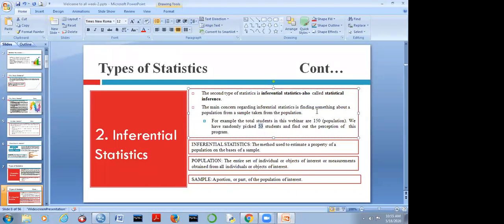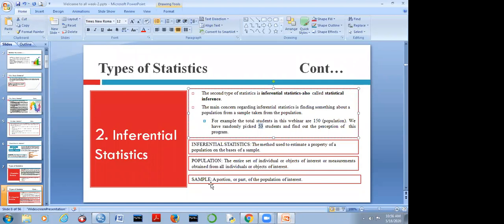The total number of registered students in this webinar are 150, and 150 is the population of this webinar, complete population. But I have not asked everybody. I randomly picked the 35 students and I asked them, what is your perception about the program? That is called inferential statistics. In inferential statistics, two important things are required. One is population, another is sample.